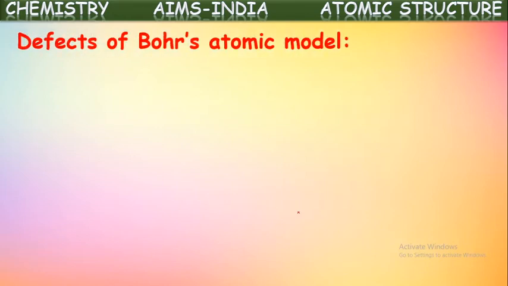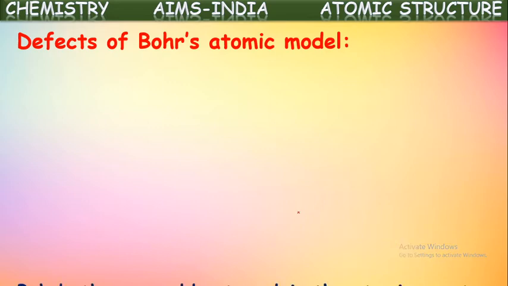Next, defects in this Bohr's model of atom. Even though it is giving much clarity about the structure of the atom, how electrons are existing in the atoms, where electrons are revolving around the nucleus, why those orbits are called stationary orbits, how energy changes occur when an electron jumps from one orbit to another orbit. So these all are given. Even though it is giving much clarity about the structure of the atom, there are some drawbacks or limitations even in this Bohr's model of atom also.